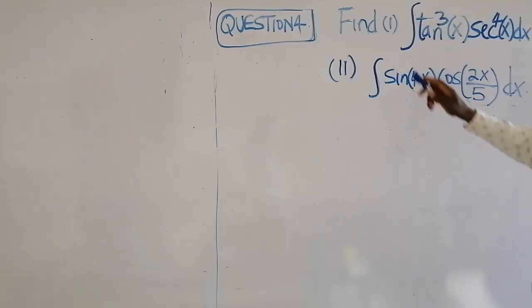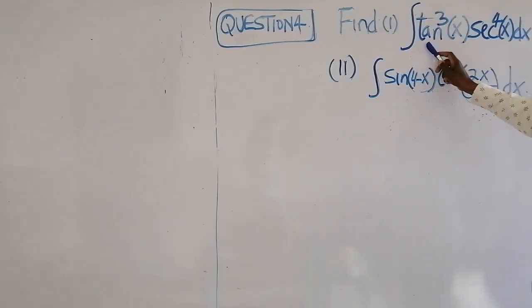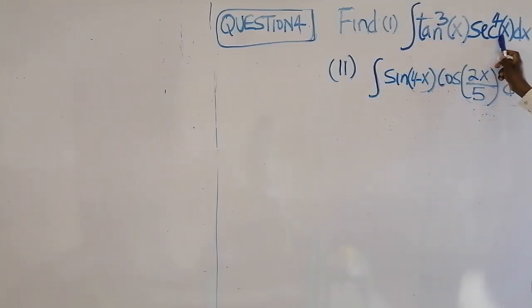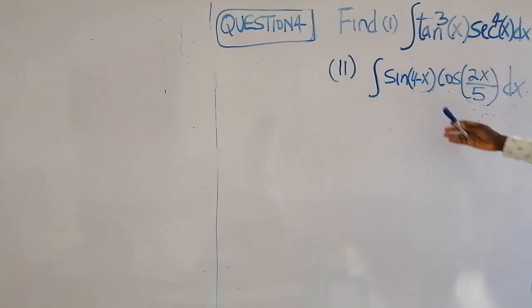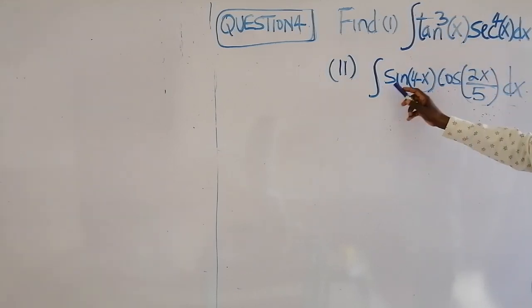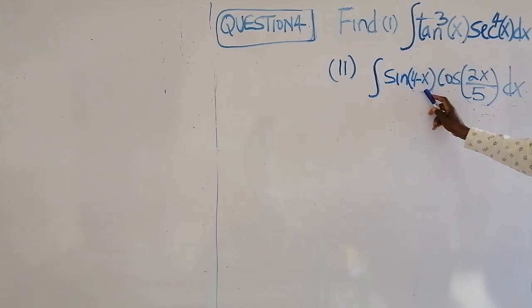Question 4. Find the first one, integral of this trigonometric function, tan cubed x times sec to the power 4 x dx. And we also have the second one, integral of the product of sine of this function and then cos of this function. Let's go straight to the solution.